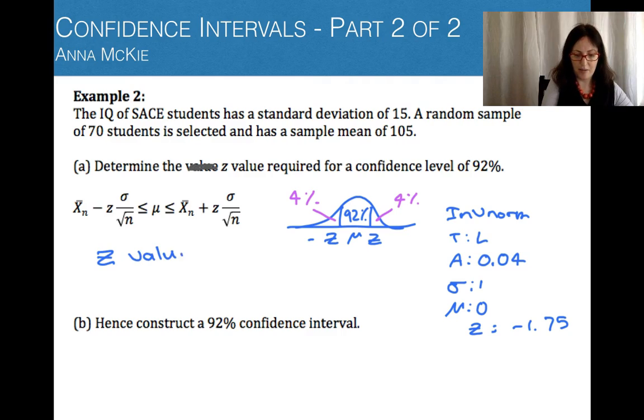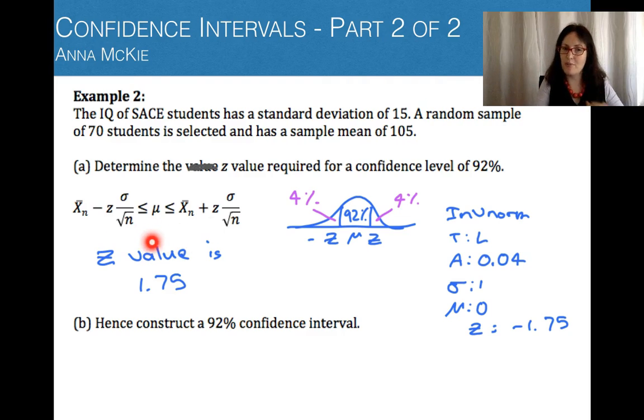Z value is 1.75, so that when you come to use it in the formula, you're not getting confused with double negatives. And then construct a 92% confidence interval. Each time round for confidence intervals, you need to show 4 steps of setting out. Your confidence level this time round is 0.92. Standard deviation was 15. X bar was 105. And the other piece of information is N, which is 70.